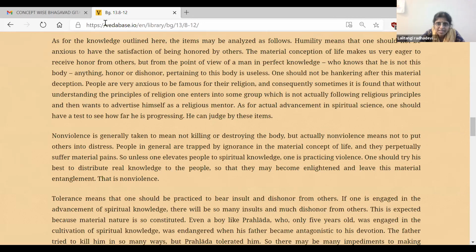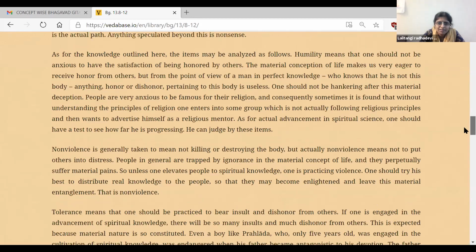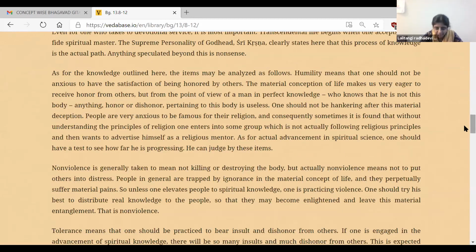Because if we are anxious, if we are satisfied by being honored by others, how is it humility? Okay, let's read the whole paragraph and then discuss. The material conception of life makes us very eager to receive honor from others. But from the viewpoint of a man in perfect knowledge, who knows that he is not this body, anything, honor or dishonor, pertaining to this body is useless. One should not be hankering after this material deception.